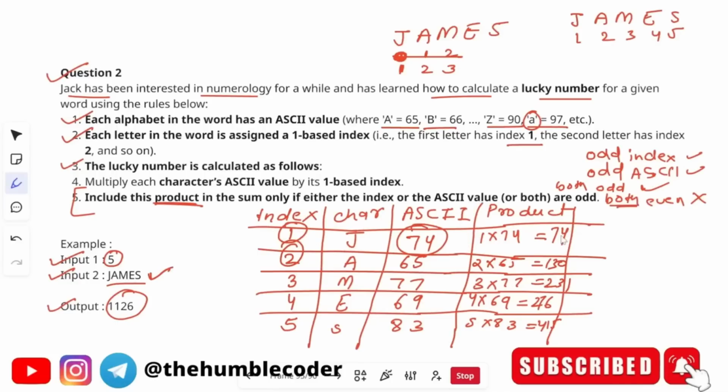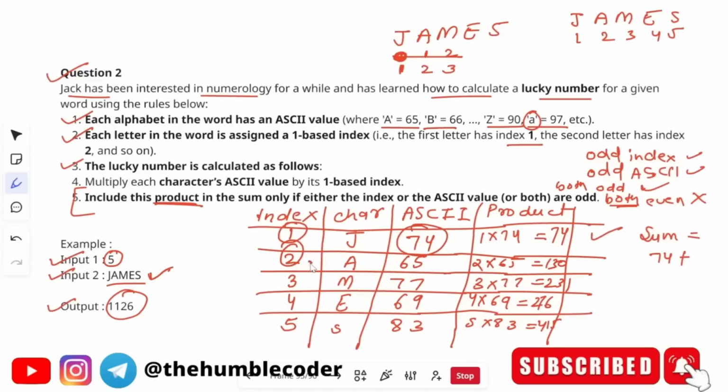Let's see which values we are going to take. See, in the first case, 1 is what? Odd, and the ASCII value is 74, which means if even one thing is odd, then also we can take it. So we are going to take this in the summation. So I am going to write sum here, and I am going to start summing it up. The first value that I have taken is 74. Second value, see, index value is even.